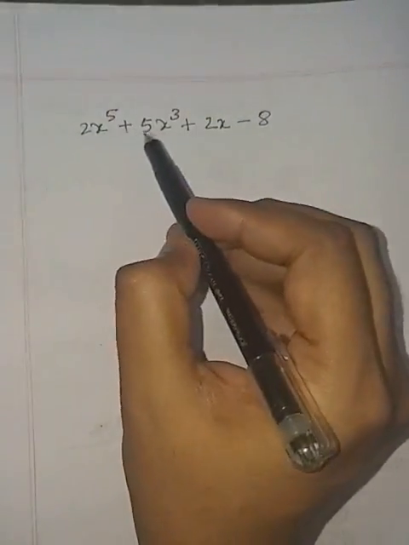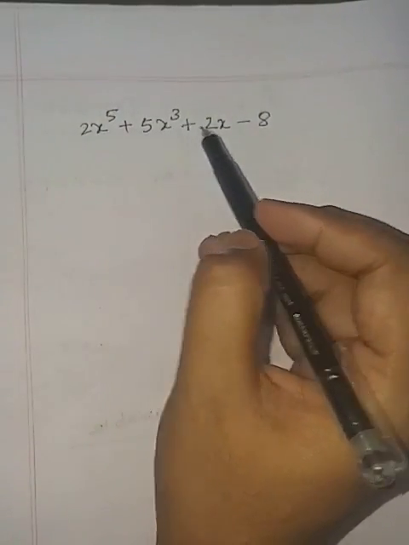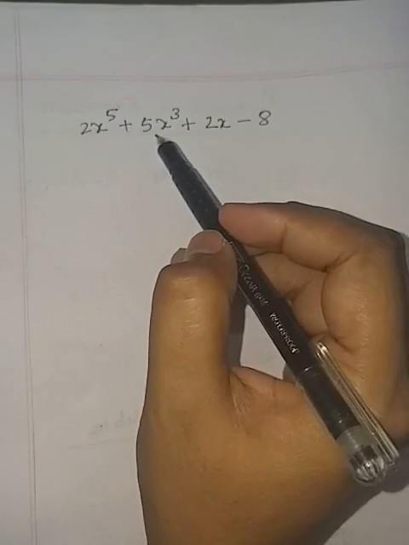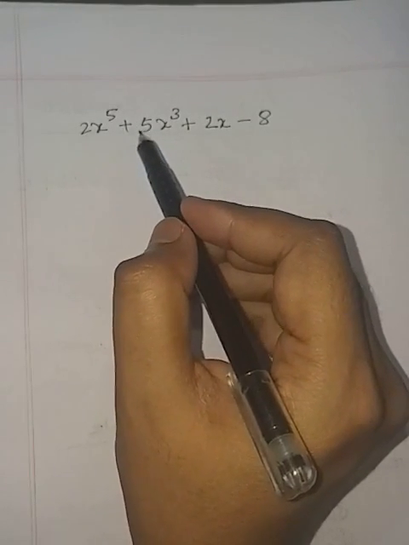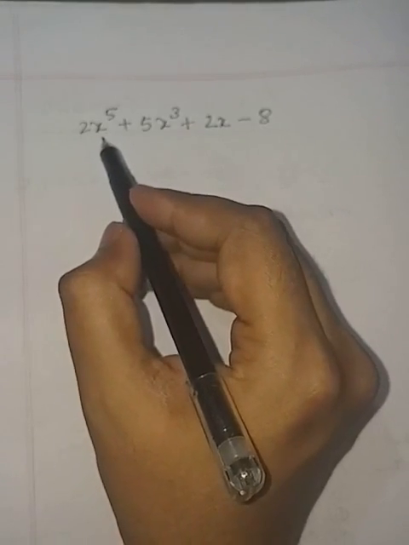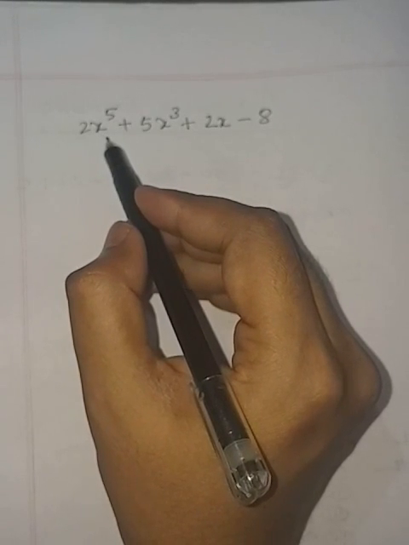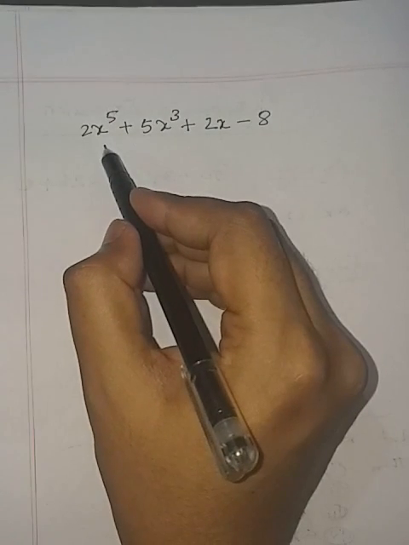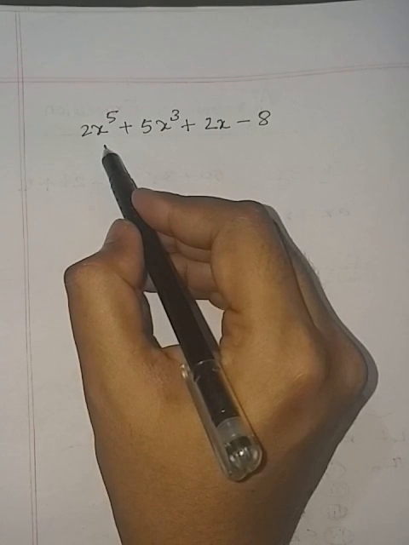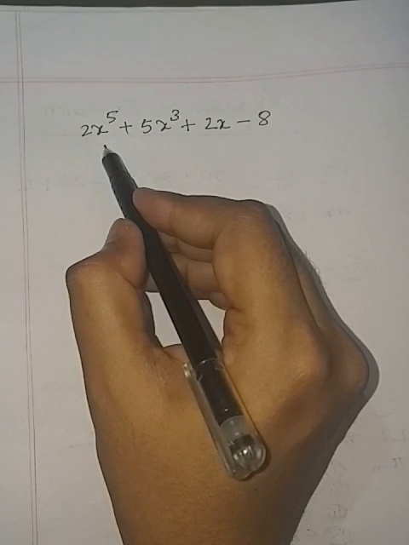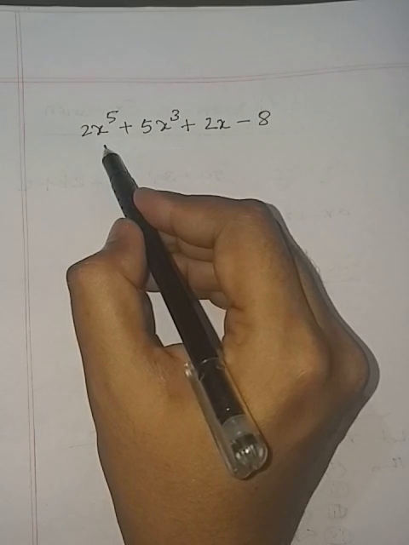2x to the power 5, 5x cube, and 2x minus 8. This is a polynomial where x is the variable and the highest power of x is 5. So here the degree of the polynomial is 5, and we have said that the term having the largest degree is called the leading term.